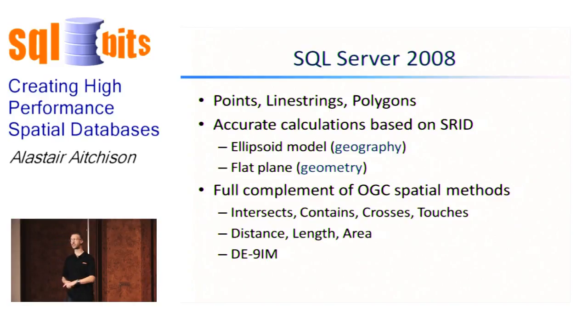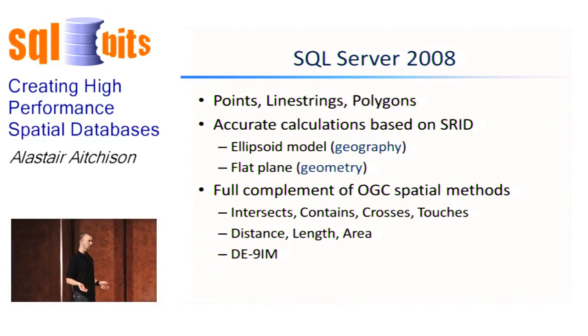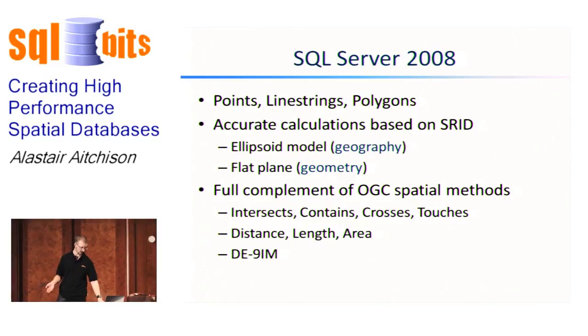So not only can you do simple intersect queries or work out the distance between points, you can work out whether one polygon is contained within another, for instance, or whether a line crosses over a polygon. Or there's something called the DE9IM, which is the dimensionally extended 9 intersection model. And what that is essentially is a mathematical model that allows you to find complex relationships between any two geometries.